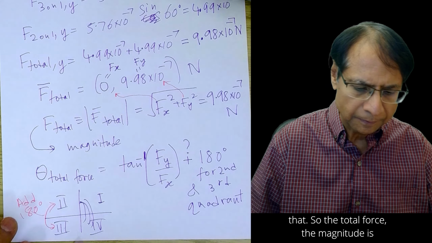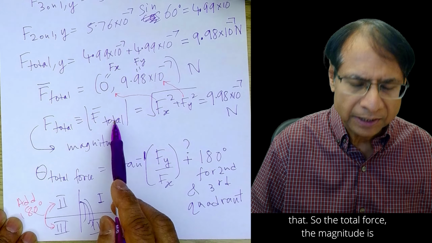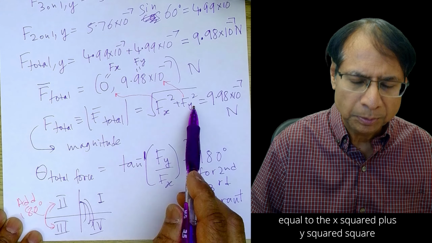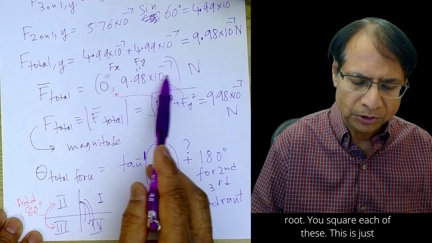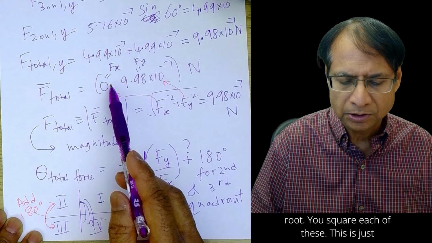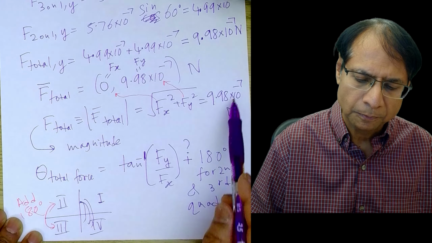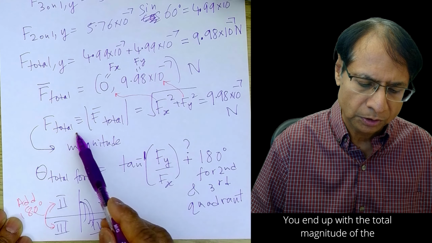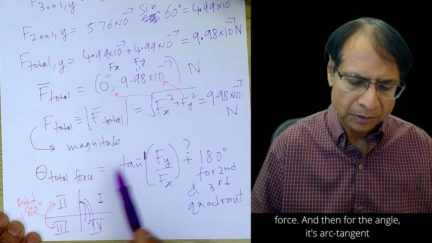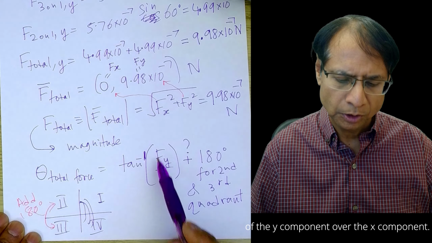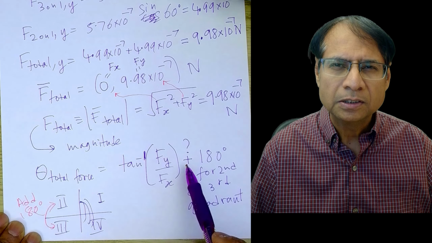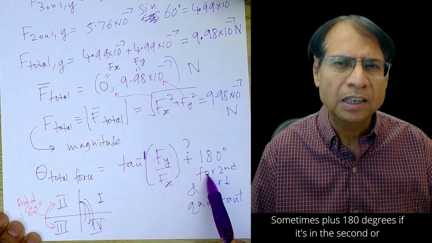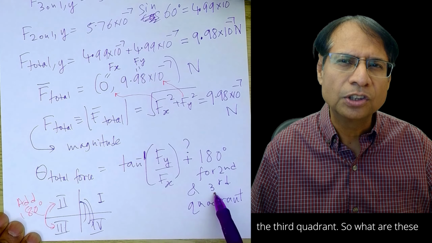So here is that. The total force, the magnitude, is equal to the square root of x squared plus y squared. You square each of these. This is just 0, and you add them and take a square root. You end up with the total magnitude of the force. And then for the angle, it's arctangent of the y component over the x component. Sometimes plus 180 degrees if it's in the second or the third quadrant.